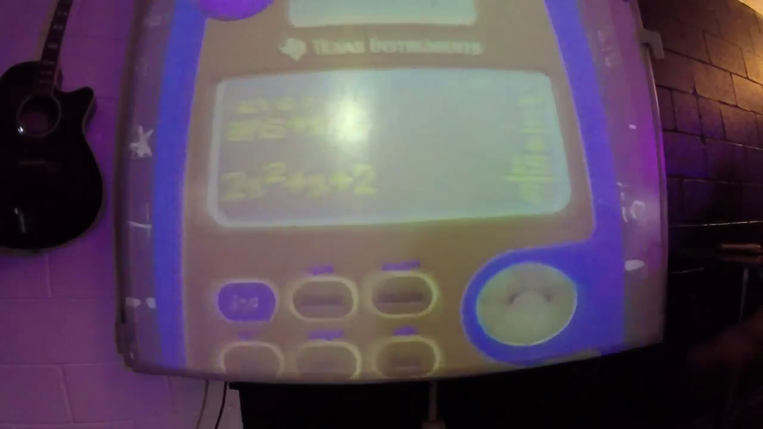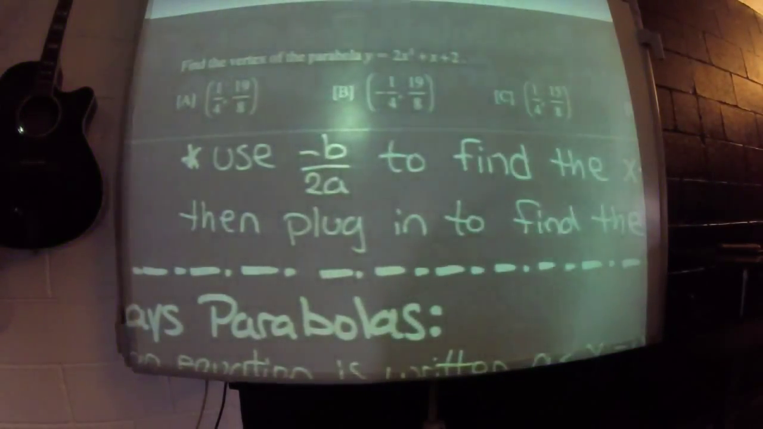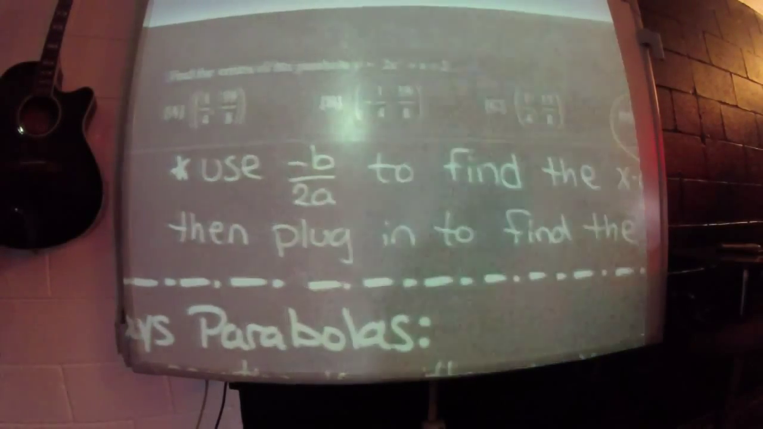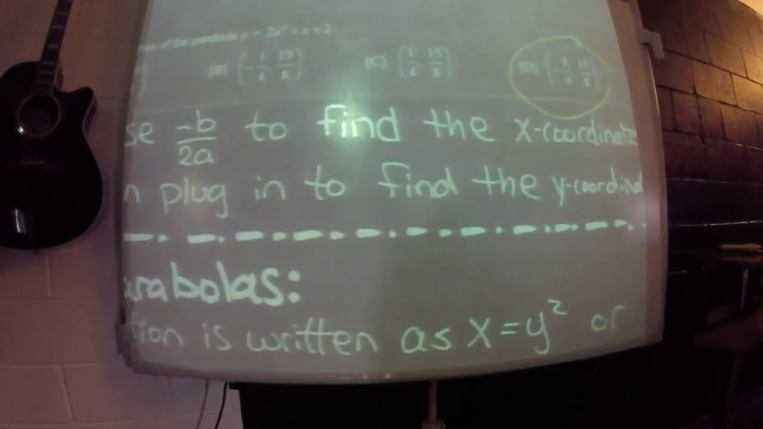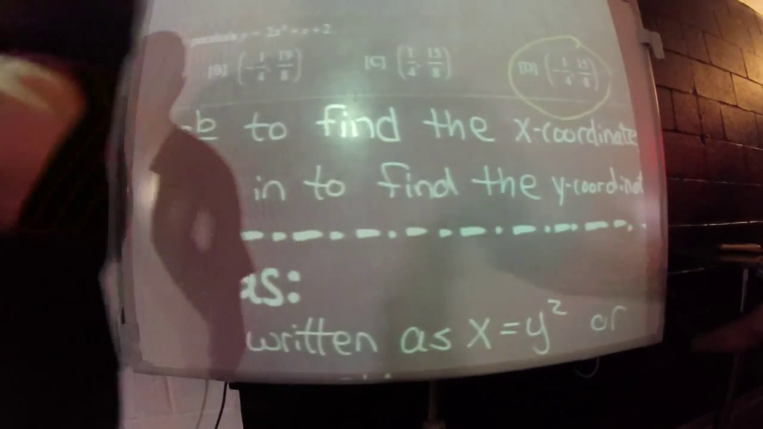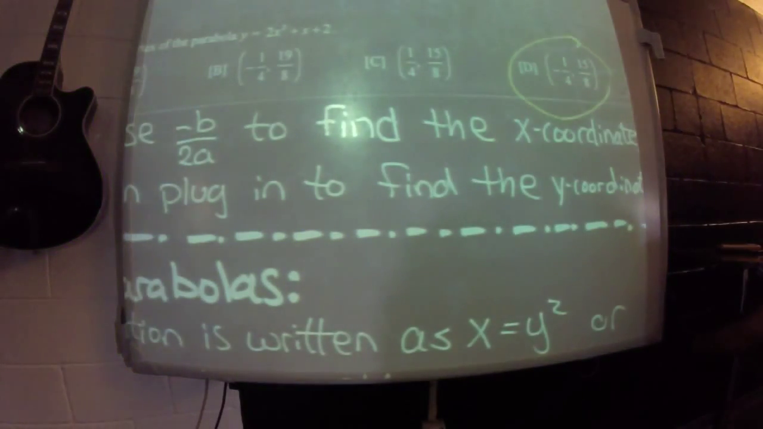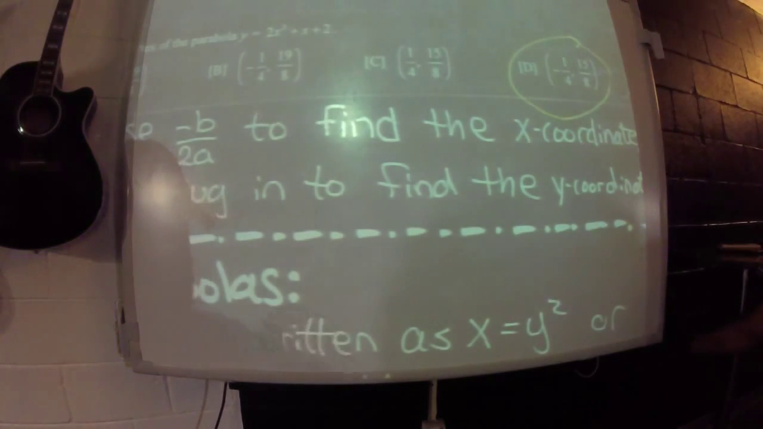This one you actually did have to do the negative b over 2a, because both of these answers, B and D, are negative positive. This would mean go left and up. This would mean go left and up. So you would have to do negative b over 2a.